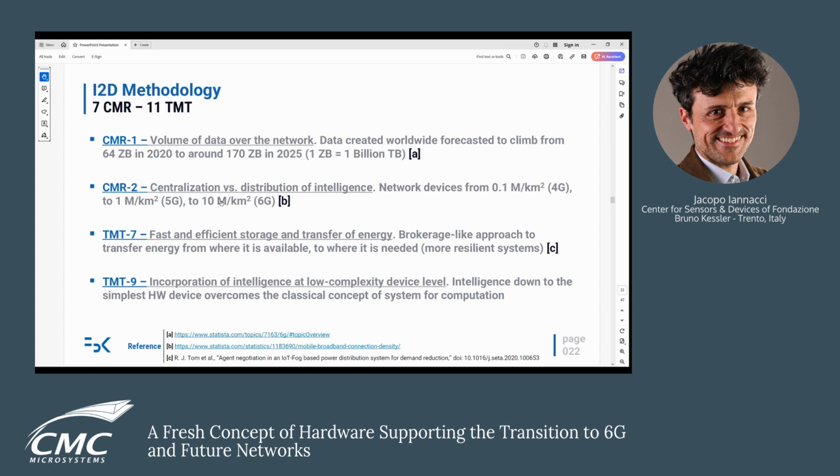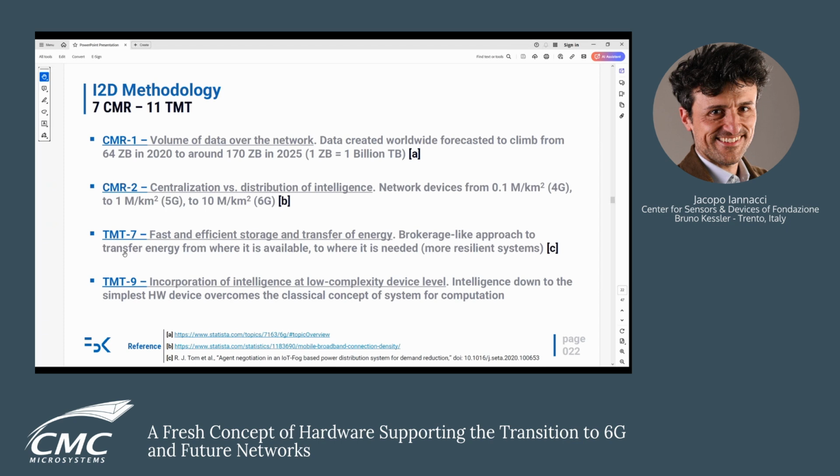Then CMR2 is centralization versus distribution of intelligence, which is somehow linked to what I was mentioning before. Also in this case, there are estimates which forecast the increase of network devices, in millions of devices per square kilometer, from 0.1 to 10 million from 4G to 6G. This means having something like 10 devices connected to the network per square meter, which is huge.